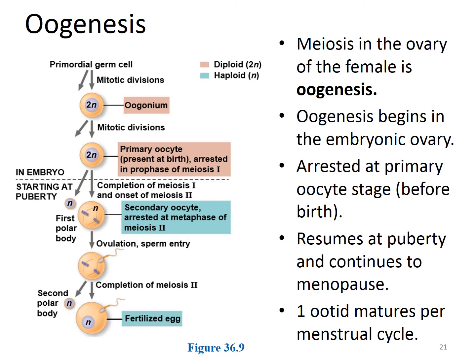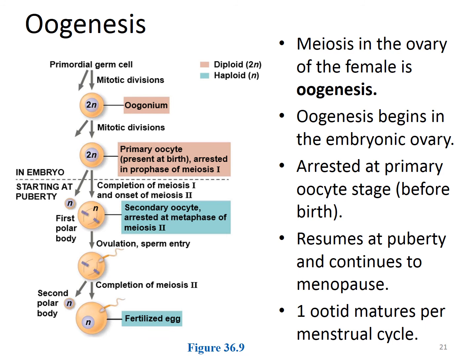Let's take a little bit closer look at meiosis in the female. Meiosis in the female is called oogenesis, and it occurs in the reproductive organs. The reproductive organs in the female are the ovaries. The timing of meiosis in the female is a little bit more complicated, I think, than the timing of meiosis in the male, in that oogenesis actually begins in the embryonic ovary.